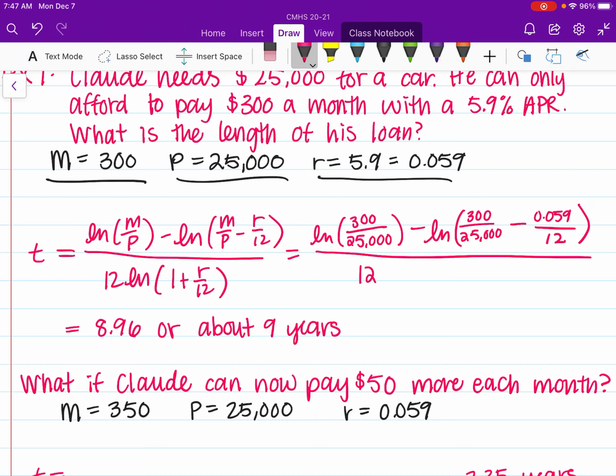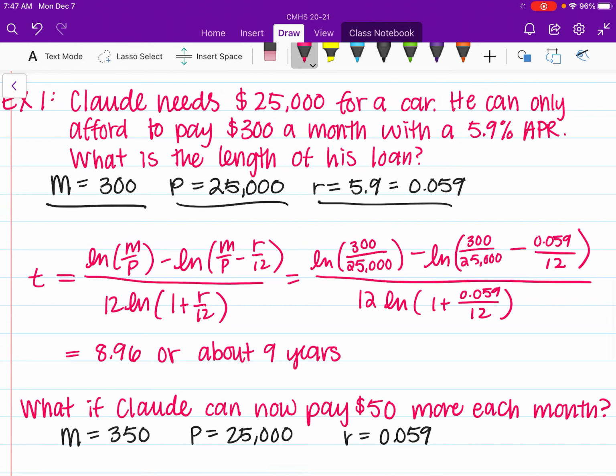Then on the bottom we have 12 times natural log 1 plus 0.059 over 12. So again, if we were in class, I would make you plug that into your calculator, but we do not have those fancy calculators at home, so I just did it for you. It is about 9 years. So that is how long his loan is going to be, 9 years long.